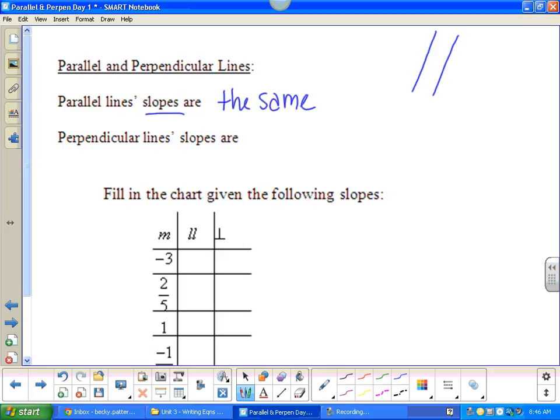If one slope is a -1/2, then the other slope has to be a -1/2 because it has to go down 1, right 2. It has to fall and run at the same rate.